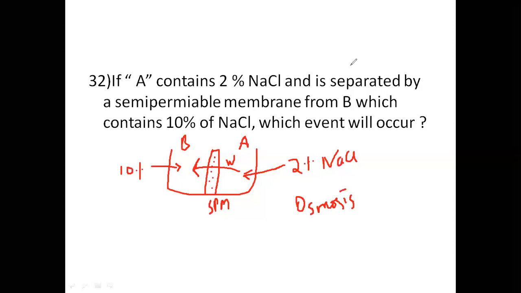Now pi is equal to CRT. C I got 0.294, the total milli equivalent. R is 0.0821, not 8.31. You can go for little approximation. And the temperature here is 37 degrees Celsius, which is equal to 310. And solve this.